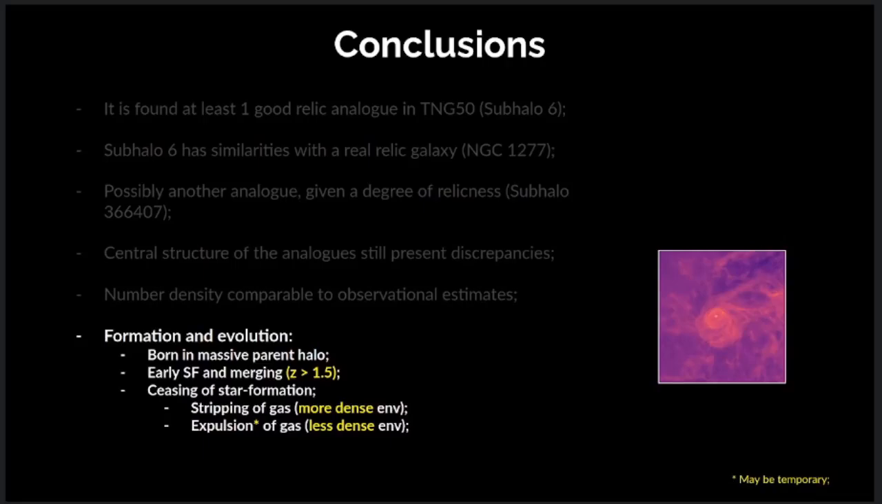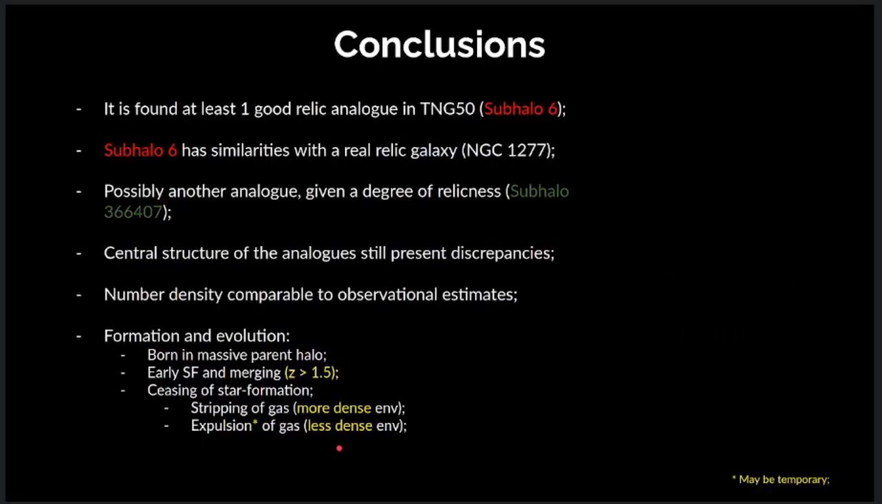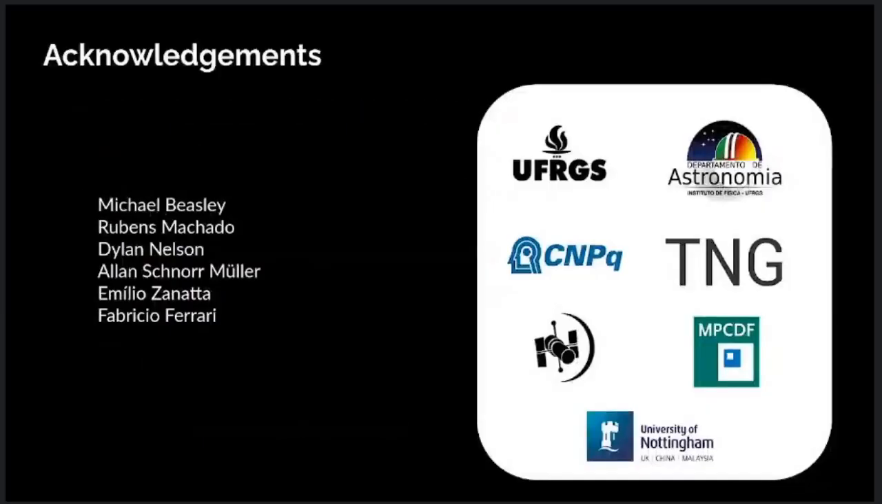And regarding the formation and evolution of relic galaxies in the simulation, basically they are born in massive dark matter halos. They have an early star formation and merging before redshift 1.5. They cease their star formation, and further they have their gas stripped or expelled, maybe temporarily, and also there is no further star formation. So here are the conclusions.